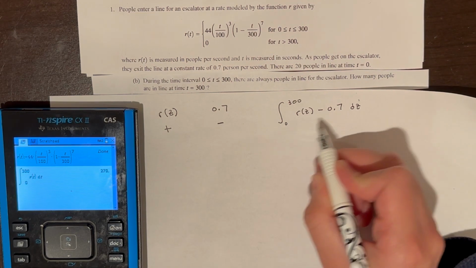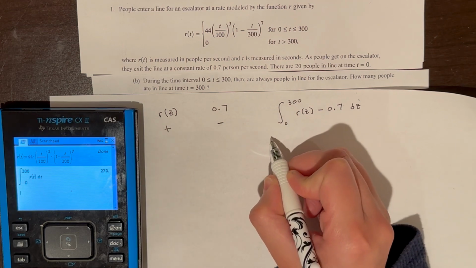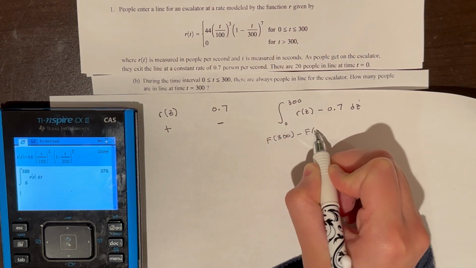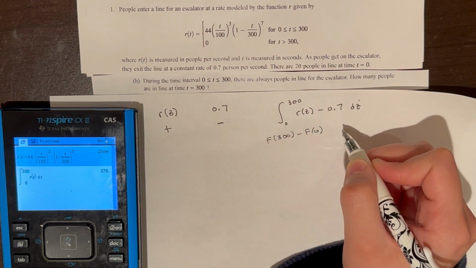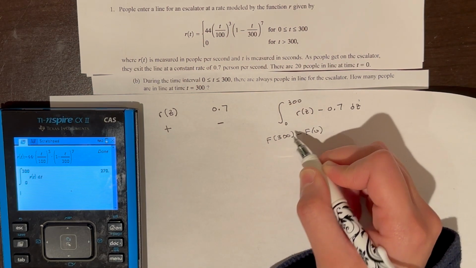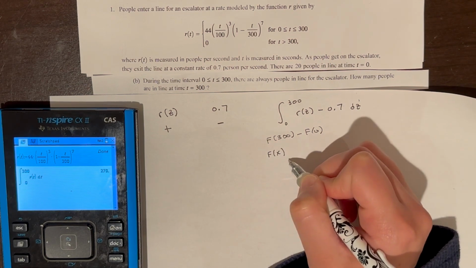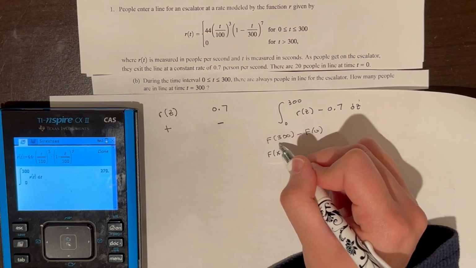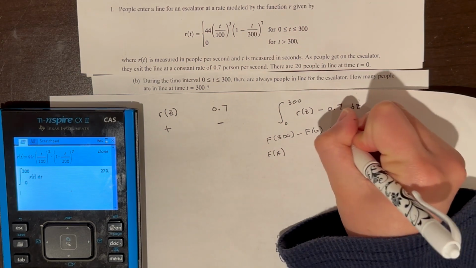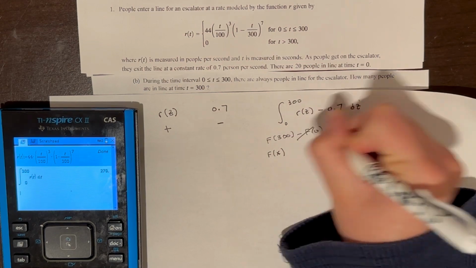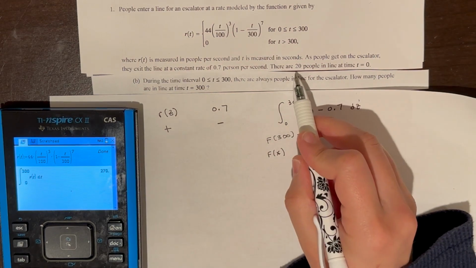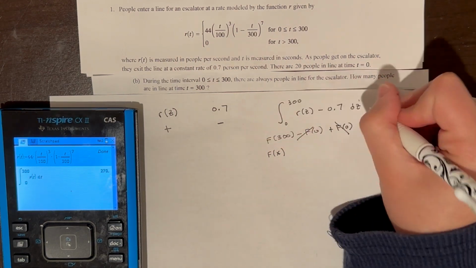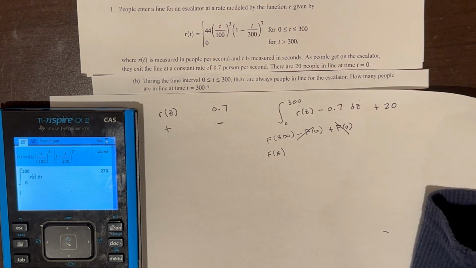But let's think about what our integral really means. We know that this integral is saying that f of 300 minus f of 0 is equal to some number. But we only want f of 300, assuming that f of x is a function that represents the amount of people at any time x. And so in order to cancel out this f of 0, we're going to add another f of 0. And here we are given the information that f of 0 is 20. So in order to find f of 300, we will add 20 to the outside of our integral.